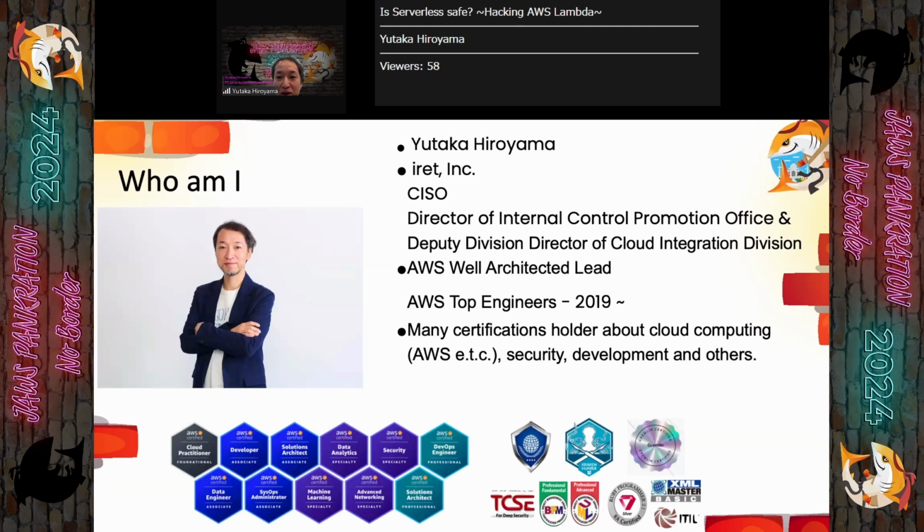First of all, let me introduce myself. My name is Yutaka Hiroyama. I work at Added Incorp as CISO and also Director of Internal Control Promotion Office and Deputy Division Director of Cloud Integration Division.